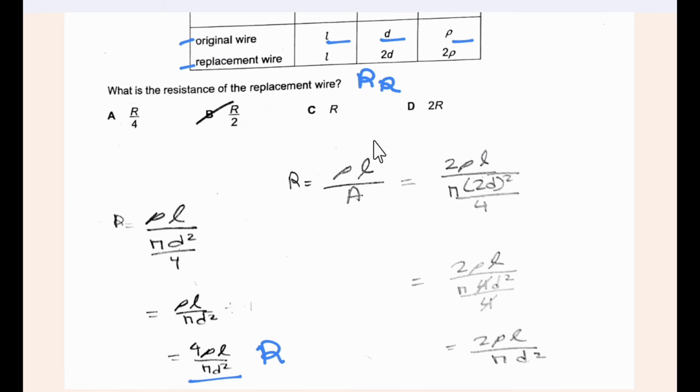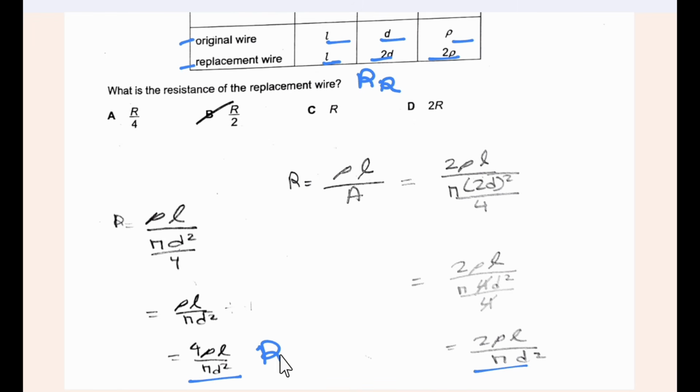Then what is the resistance of the second wire? We need to just substitute the values in the equation, that is resistance is equal to resistivity times length by cross-sectional area, where cross-sectional area is πd² by 4. After substituting the values, we get the resistance of the second wire as given. Then what is the resistance of the second wire in terms of R? If we compare these equations, we can see that the first wire is 4 times greater.